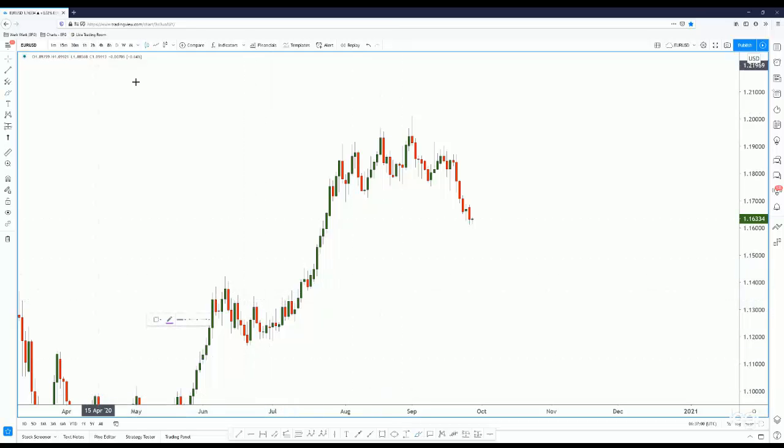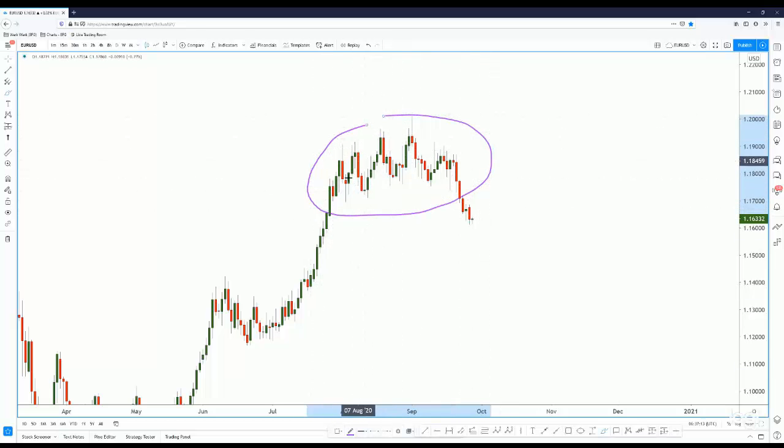So what I have here is the euro dollar on the daily, right? And on the daily I just want to show you guys that the euro dollar has exited its sideways movement. It's been moving sideways, and then after that it broke out to the downside.